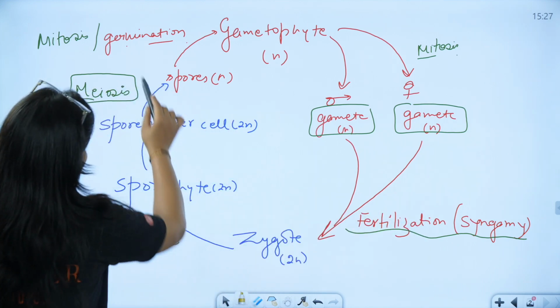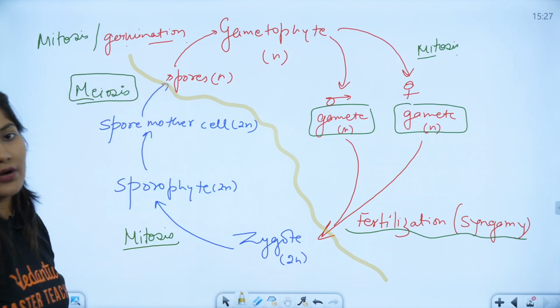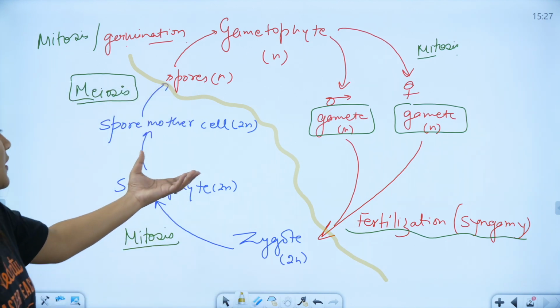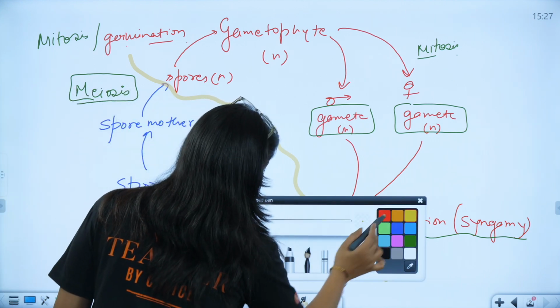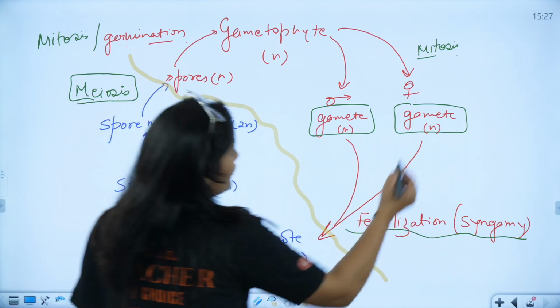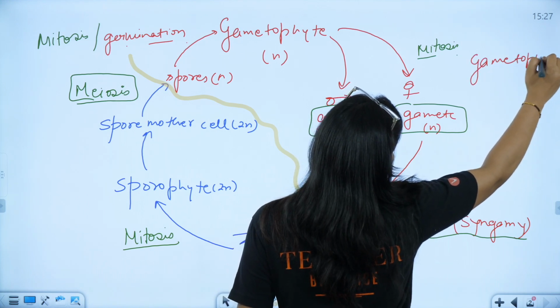Now as you can see over here, the portion that I have drawn in red color represents your gametophytic phase, and the blue portion represents your sporophytic phase. So we have two different types of phases that you can see. The first one over here is your gametophytic phase.